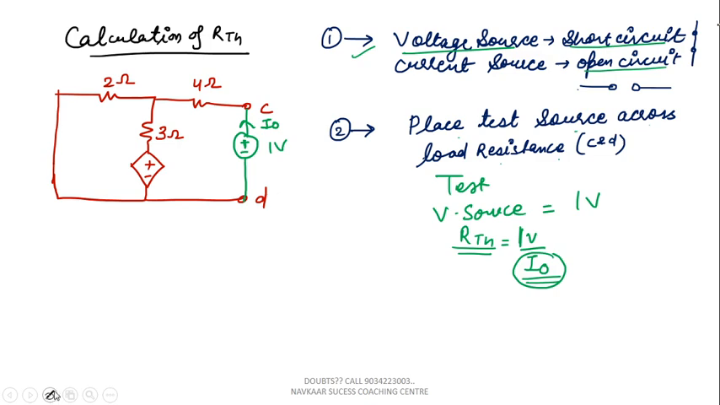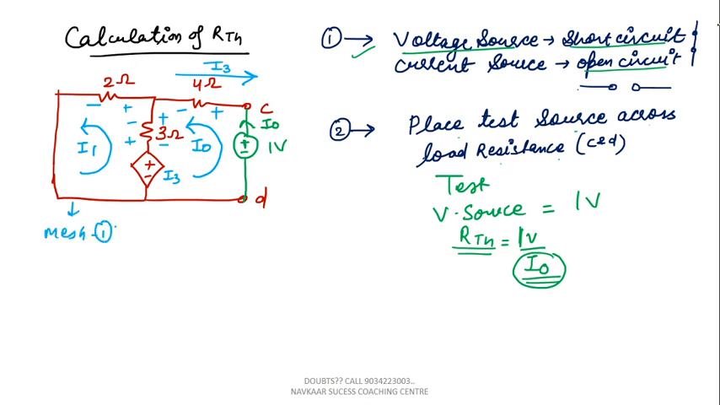So for that we are applying KVL again. Here the current I0 is flowing, so I am taking the same direction, I0. And here you can take any direction. I have taken I1. Then mark the signs accordingly: positive, negative, positive, negative, positive, negative, positive, negative, and this one is I3, right? And in this question they have also mentioned that in this 4 ohm, the current flowing is I3. Now let's make the KVL equation. First I make the equation from mesh 1.